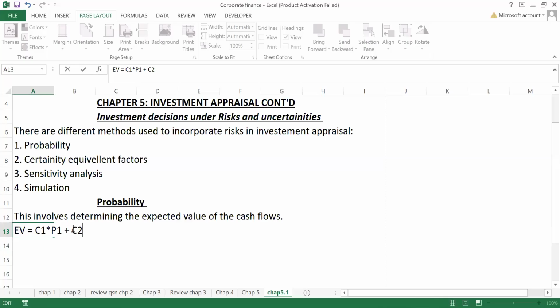Cash flows in period 2 times the probability in period 2, plus cash flows in period 3, up to cash flows in period n times the probability in period n. Then what we are going to get is the expected value. And once you have the expected value, you can compute your NPV from this. So you just get your cash flows, then multiply by the probability to determine the expected value.